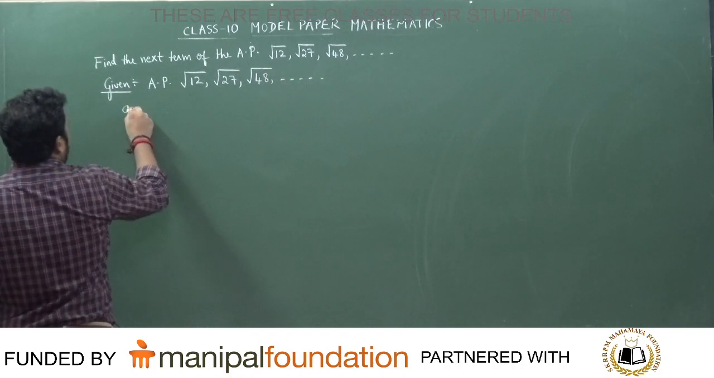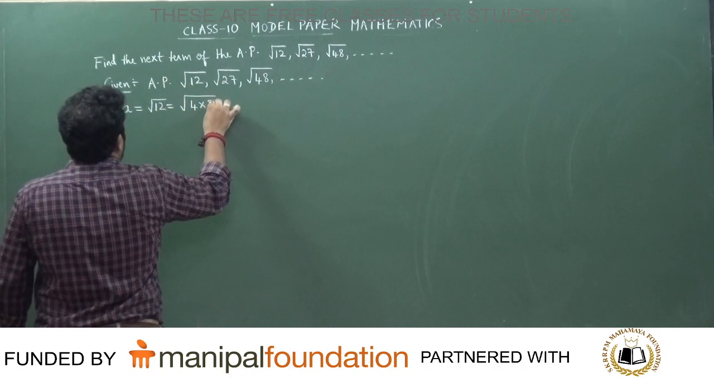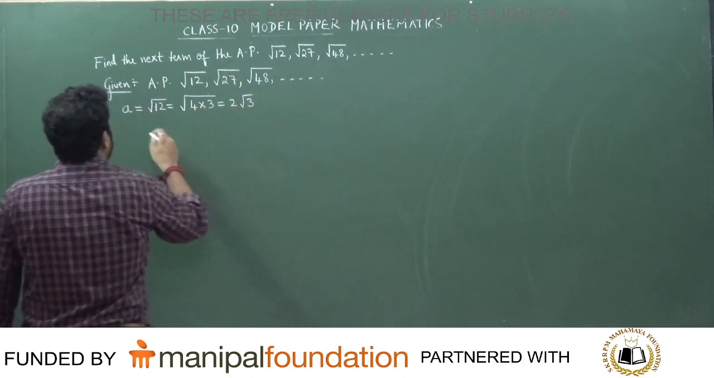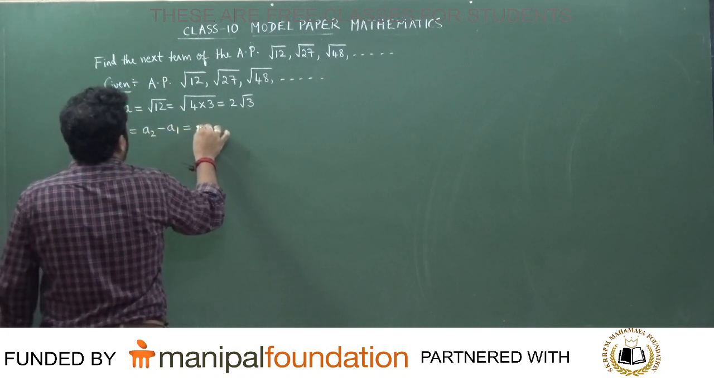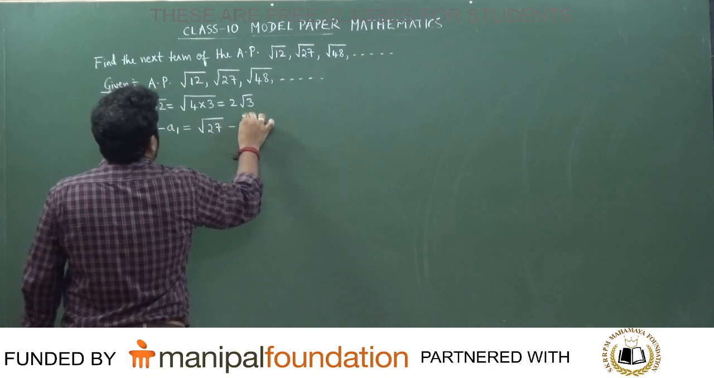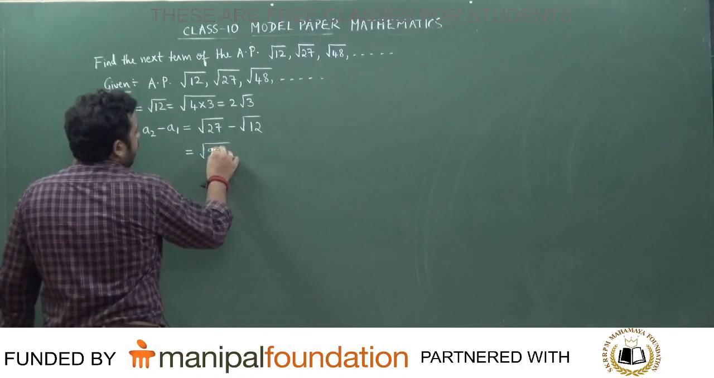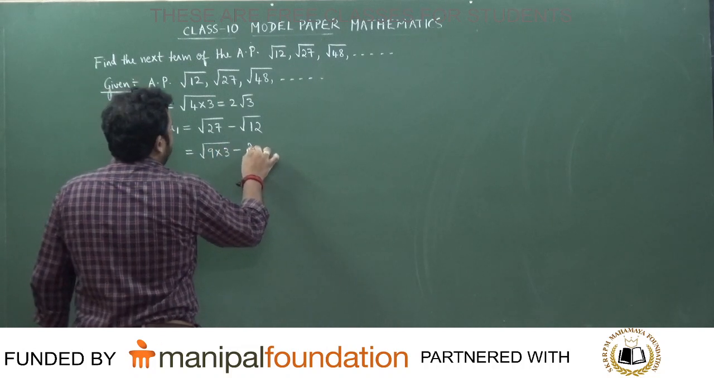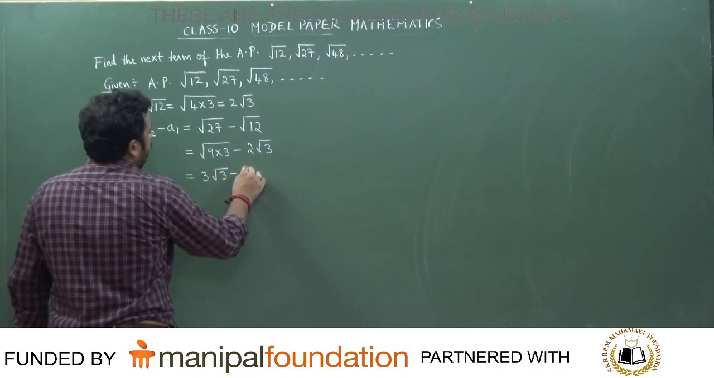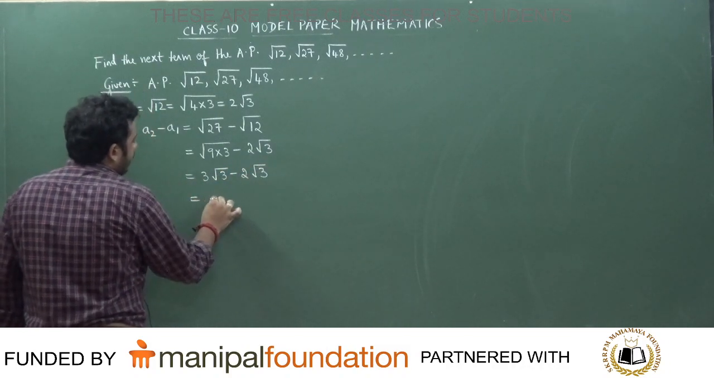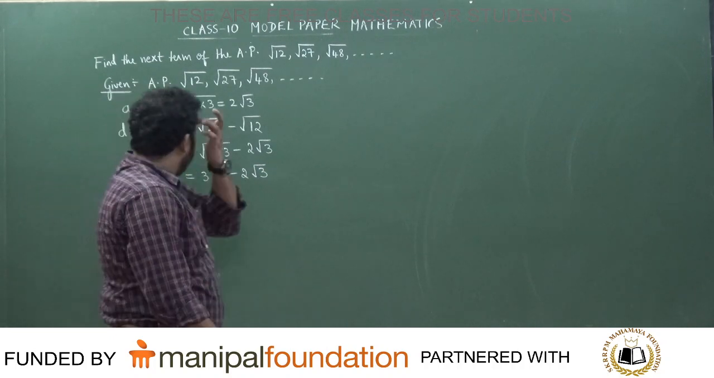So tell me, what is the value of a? It is root 12. Root 12 can be written as root of 4 into 3, which is nothing but 2 root 3. Correct or not? What is the value of the common difference, students? A2 minus A1, which is root 27 minus root 12. So we'll simplify this. Root 27 can be written as root of 9 into 3, minus root 12, which we have already simplified as 2 root 3. Root of 9 into 3 is 3 root 3 minus 2 root 3. The answer we get is 1 root 3, or root 3. This is the value of the common difference. Is it correct or not?